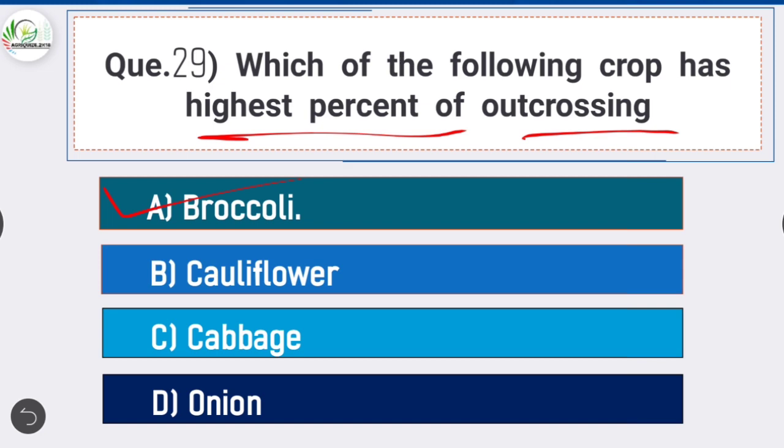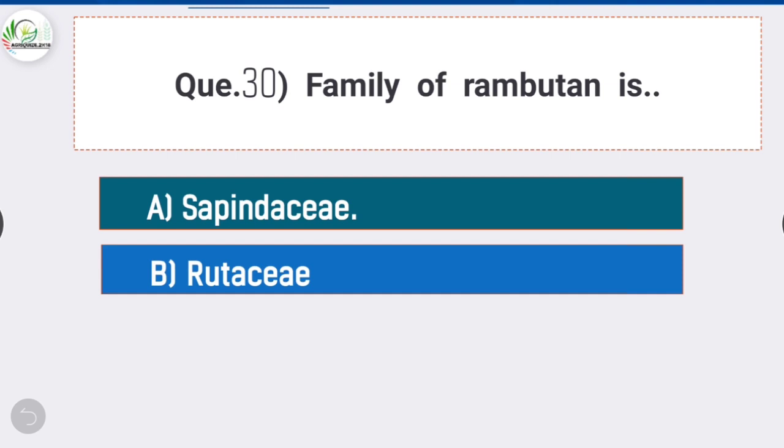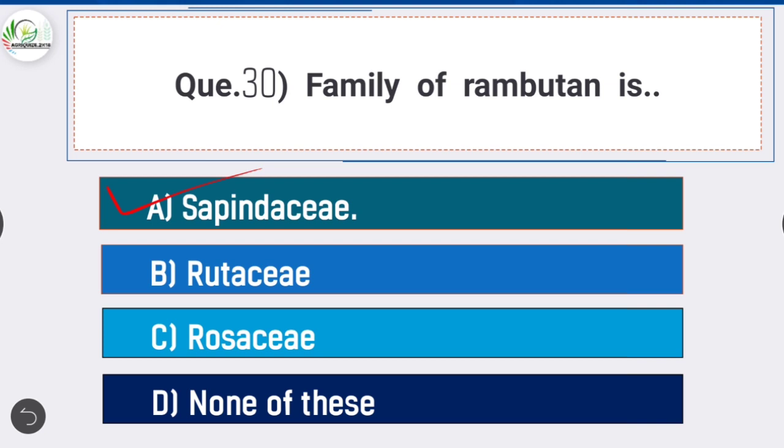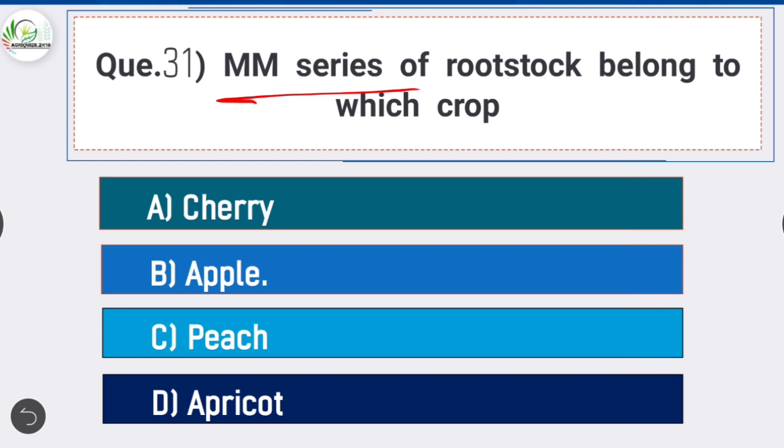Question number 30. Family of rambutan is. Answer is option A, sapindaceae. Family of rambutan is sapindaceae. Question number 31. MM series of rootstock belong to which crop? Answer is option B, apple. MM series of rootstock belong to apple.